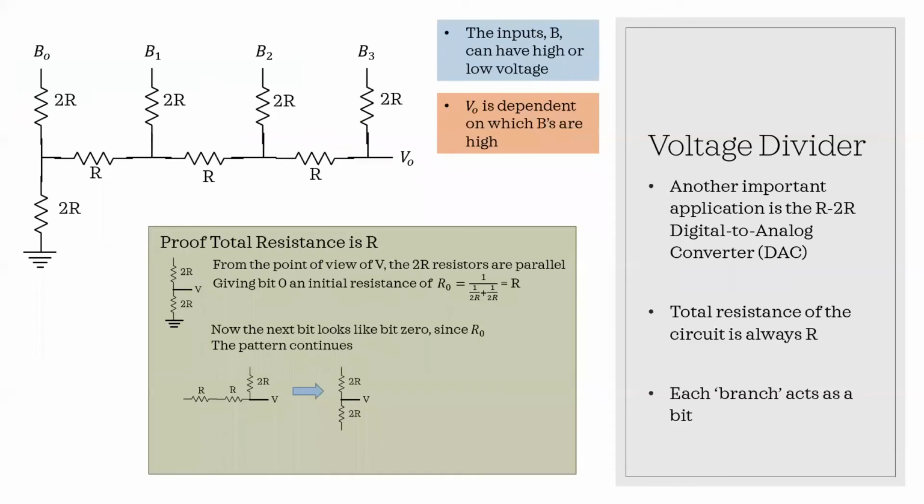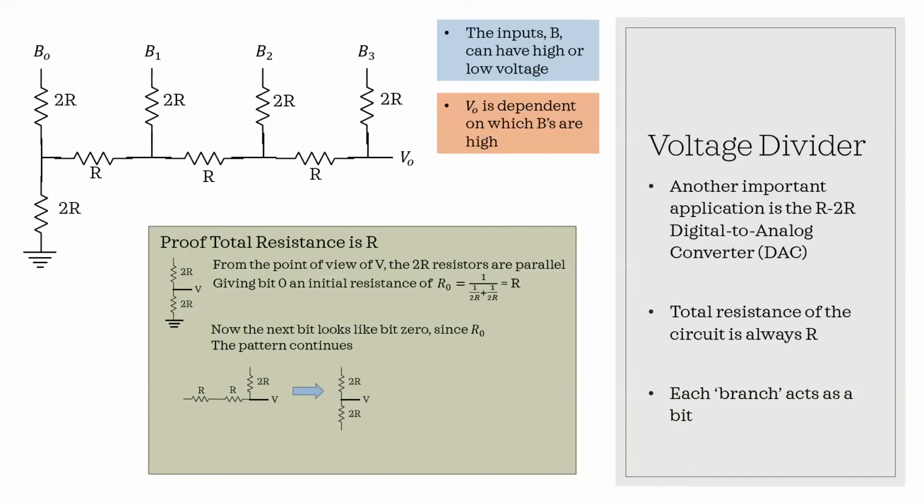Another common voltage divider is the R2R resistor ladder. The resistor values are always R and 2R, or 1,000 and 2,000, 2,000 and 4,000, either way. It's just important that resistor R is one value, and then 2R is double that value. And this circuit is used to convert a digital signal into an analog output.